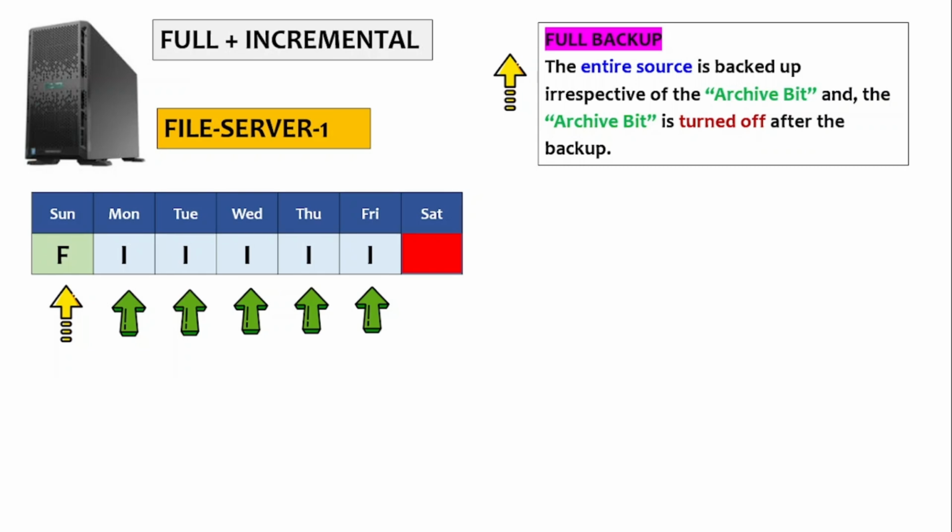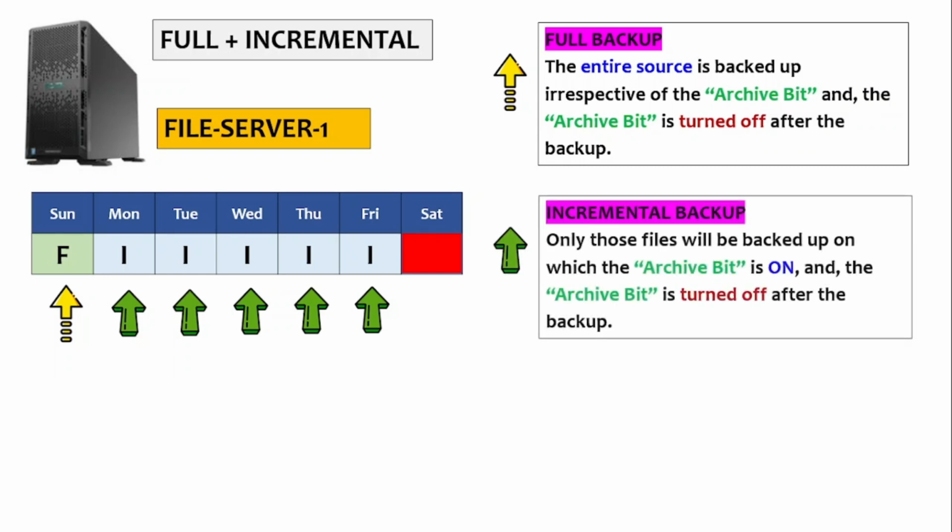So Monday morning people came in, so they created new files, they edited existing files, they might delete some files. So what happened was the archive bit turned on as soon as the new file got created or the existing files got edited and the files were saved. Then we took an incremental backup on Monday evening. So only those files got backed up on which the archive bit was on. And after the Monday incremental, the archive bit was again turned off by the incremental backup job.